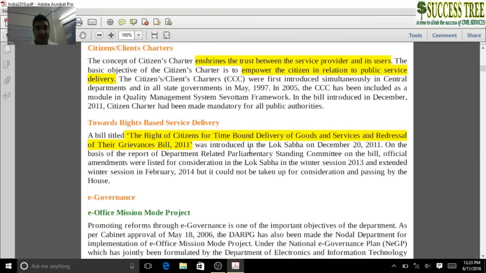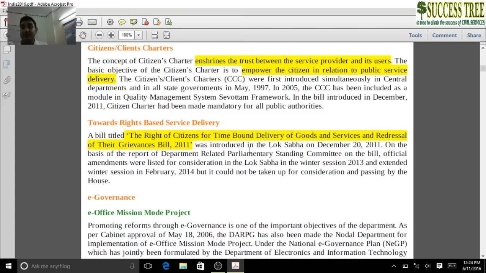Now come to the next, towards right-based service delivery. Just remember the name of the bill. This bill was introduced in Lok Sabha. The name of the bill was the Right of Citizens for Time-bound Delivery of Goods and Services and Redressal of their Grievances Bill, 2011. But this bill couldn't pass through the parliament, though it was introduced. So if a question comes on any suggestion to improve the present system of governance or service delivery, you can propose that this bill should be brought in and passed by the parliament.